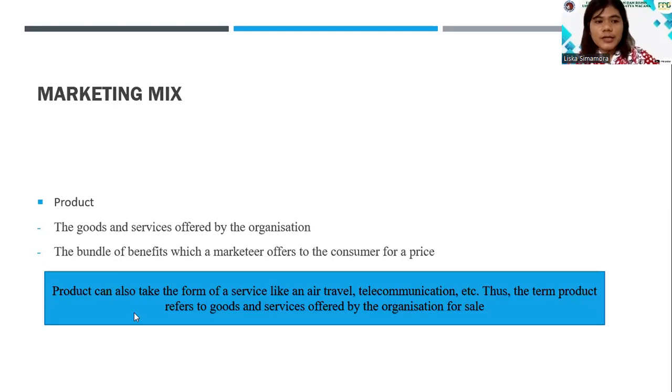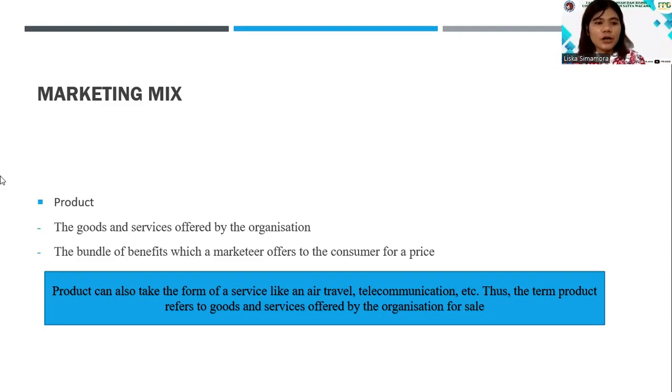So first one is product. Product can be goods or can be service. Goods is something tangible, and service is something intangible. But they are there, but we cannot see it in a form of goods. But we can feel that. We can enjoy that.